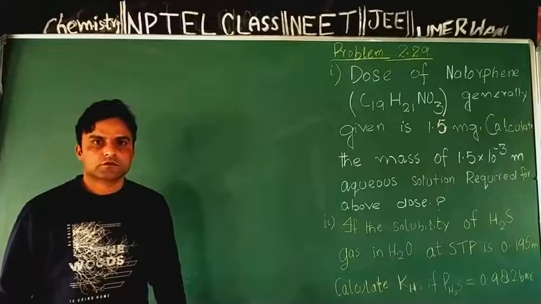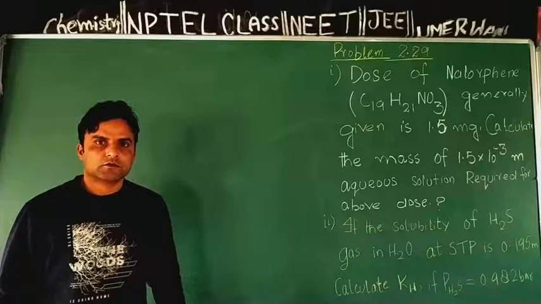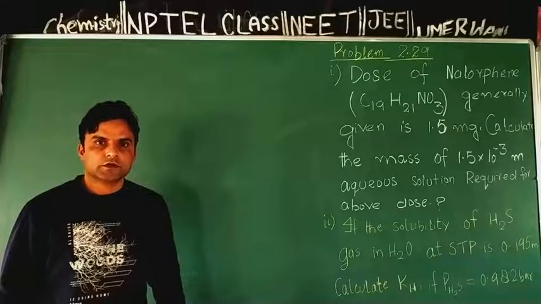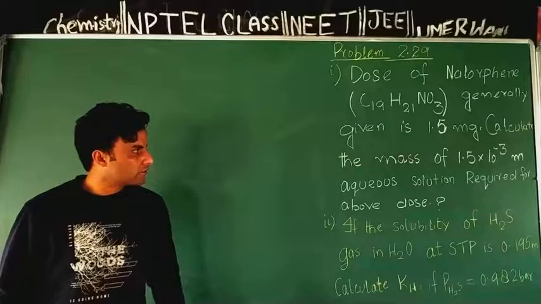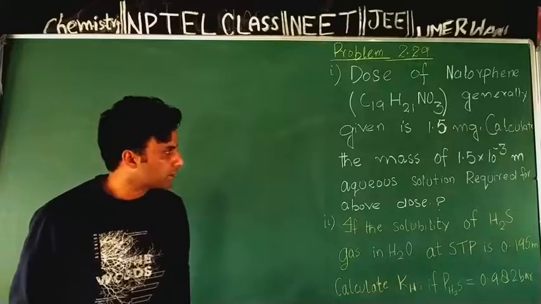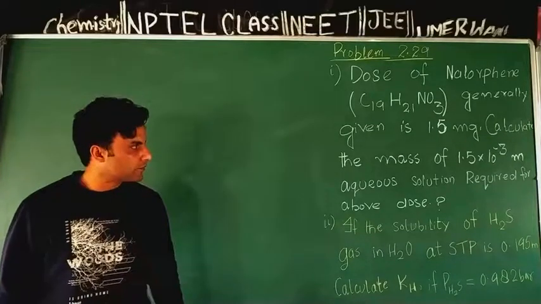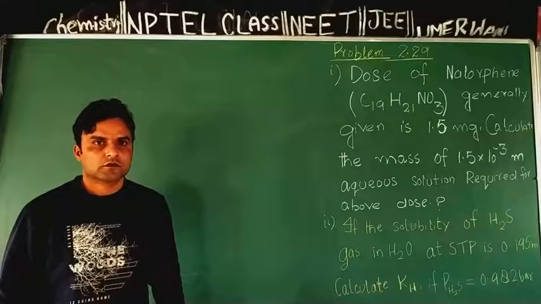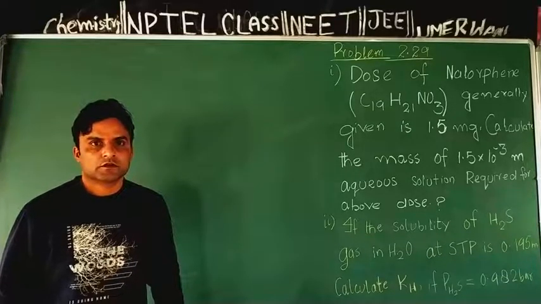Now we need to answer what is the mass of water required in order to prepare 1.5 into 10⁻³ molar aqueous solution of morphine, considering the aqueous solution has 1.5 mg of morphine dissolved in it.